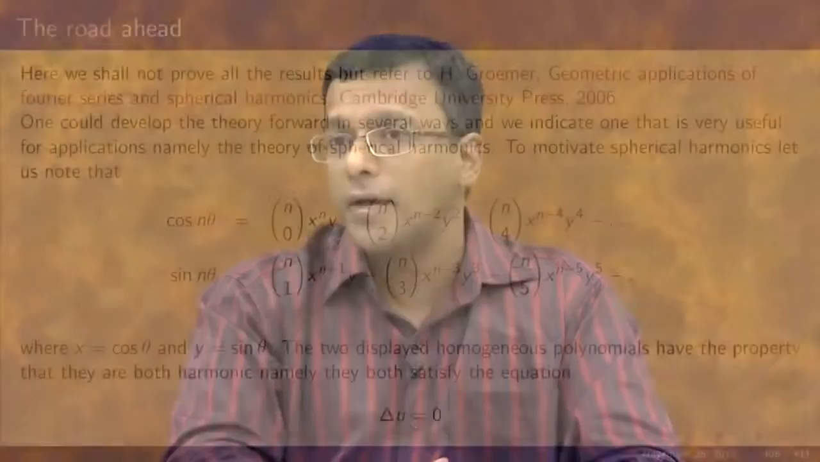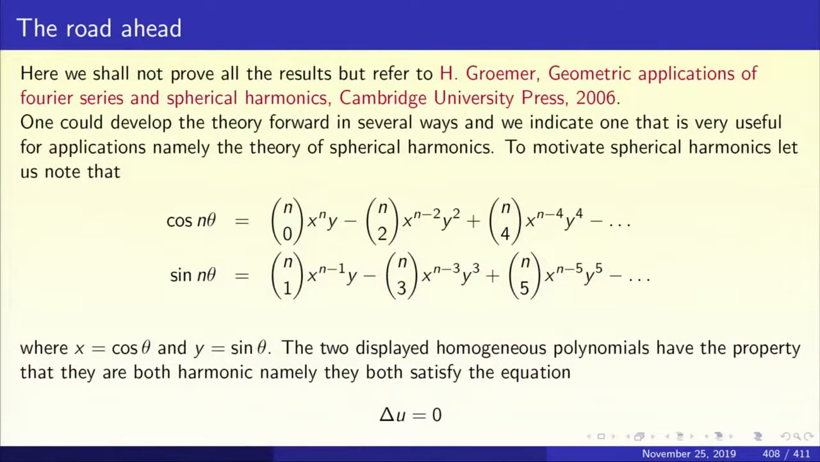So now, to conclude this lecture series, I have put in the road ahead. What lies ahead? In which directions can we go from here on? We shall not prove any of the results here, but refer to Groemer's Geometric Applications of Fourier Series and Spherical Harmonics, Cambridge University Press. One could develop the theory forward in several ways, and we indicate one method that is very important for applications, mainly in engineering applications and optics and other areas, namely the theory of spherical harmonics.